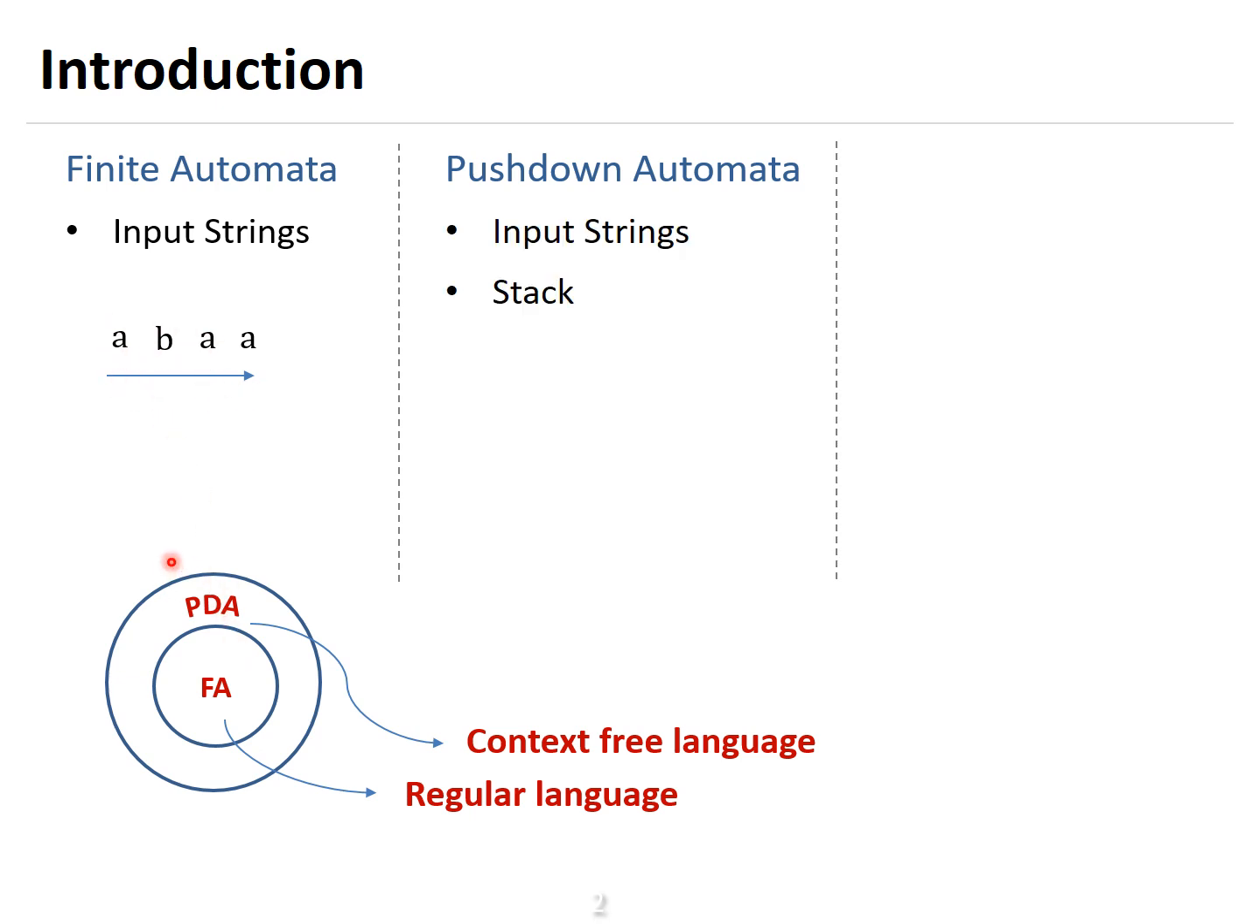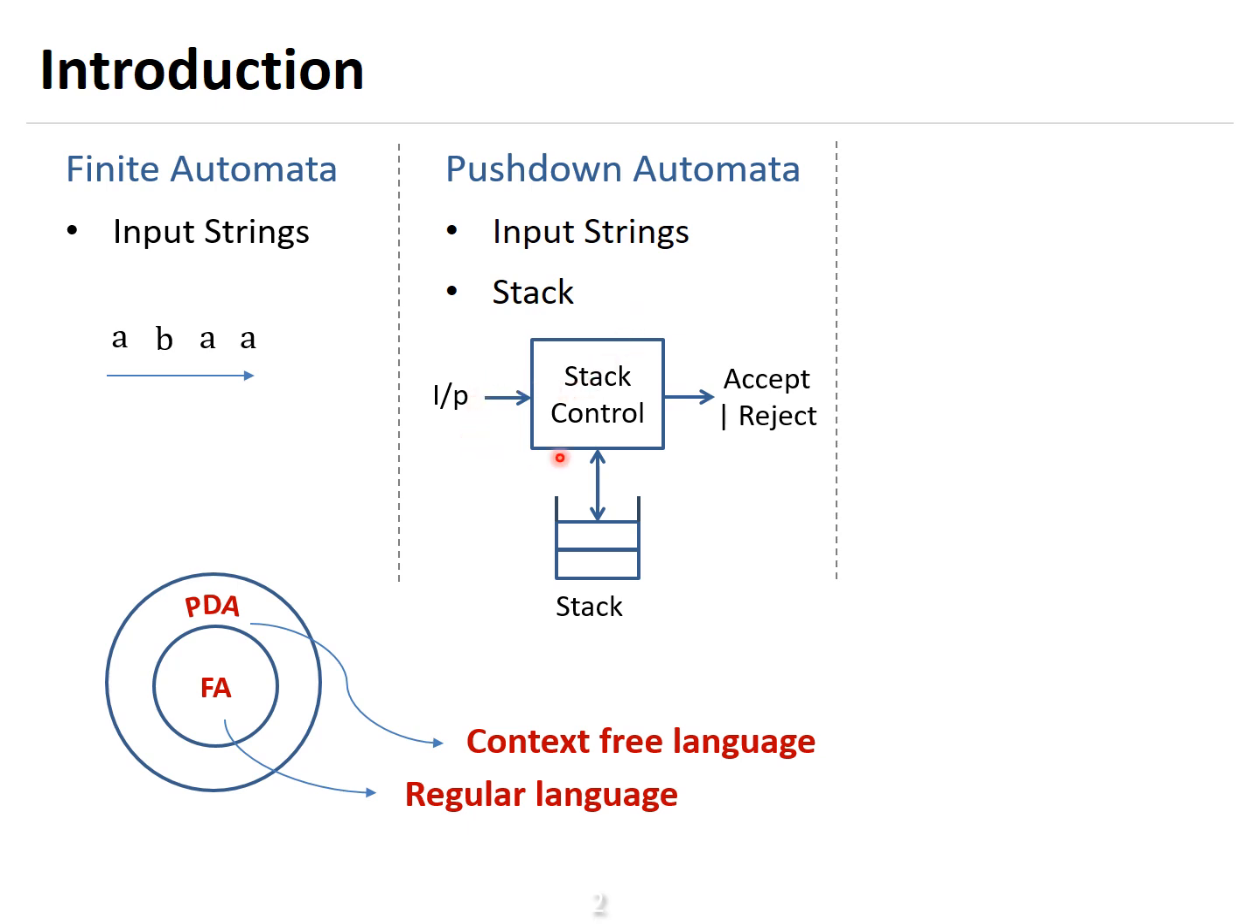But a PDA has some additional memory called a stack along with the input string. That means there is a stack control, and it says accept or reject. At the same time, while any string is being processed, it stores the intermediate string, which can later be retrieved for further processing. So any complicated language it can process, being more powerful than finite automata.